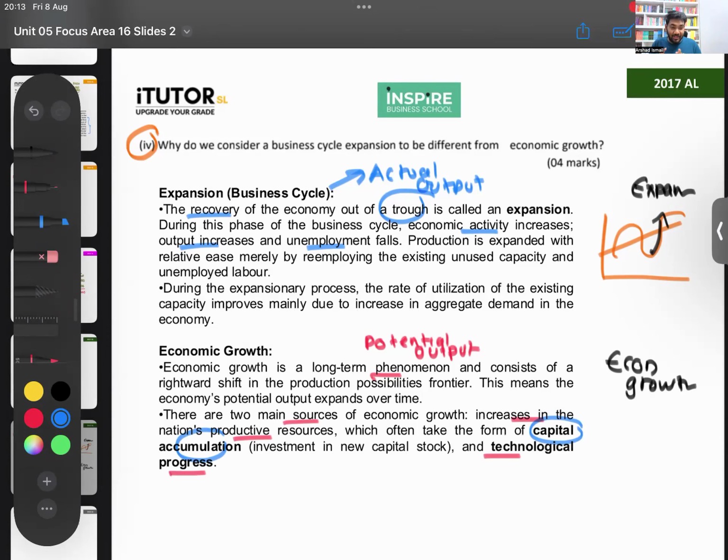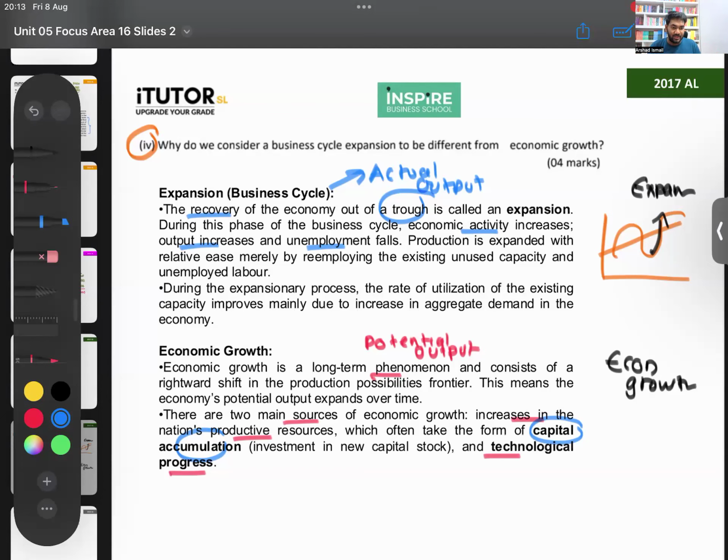So basically what you have to do is explain that economic expansion is more like a short-term temporary thing. That is where you go from the trough to the peak. During that, yes, you're utilizing all your resources, you're producing more, all of that is right. But economic growth is a little bit more advanced. Economic growth is where your productive capacity itself increases, your potential output increases. So then you can go into detail there.